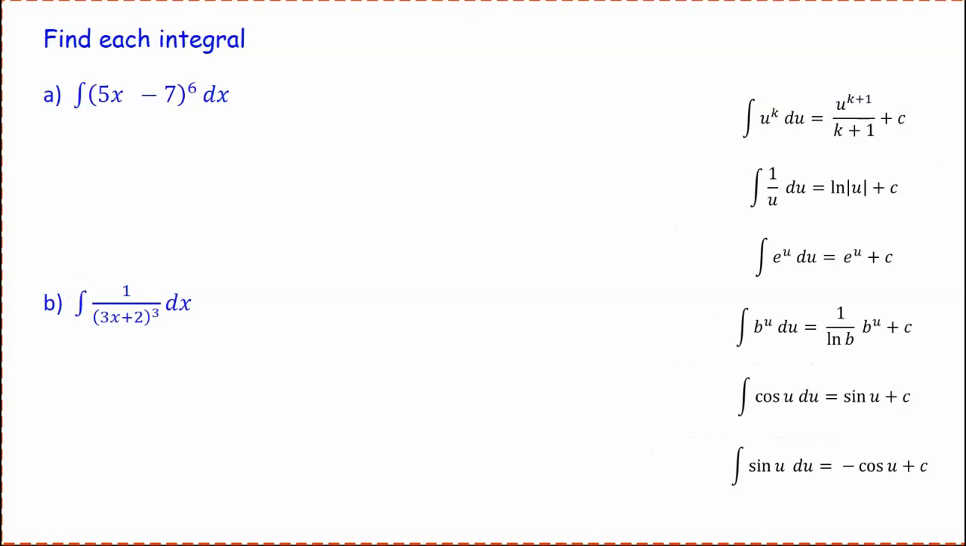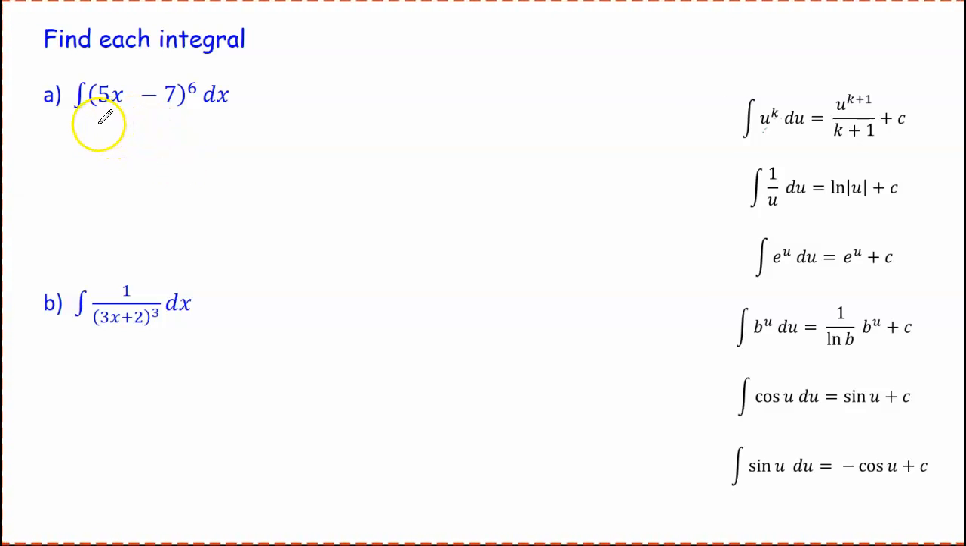Let us find each integral. A. We want the integral of (5x minus 7) all to the power 6. I have a polynomial to an exponent. Whenever we have something that is more than just a polynomial, we will always use u substitution. So I have the integrals that require u substitution. U to the k is when we have a polynomial to a power. That is my scenario that I have.